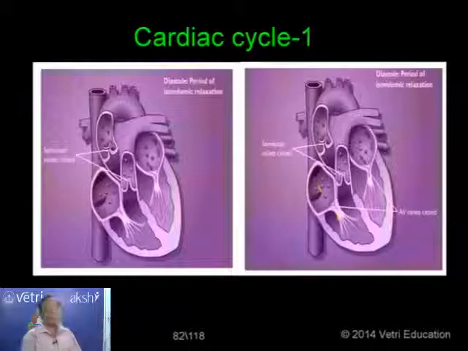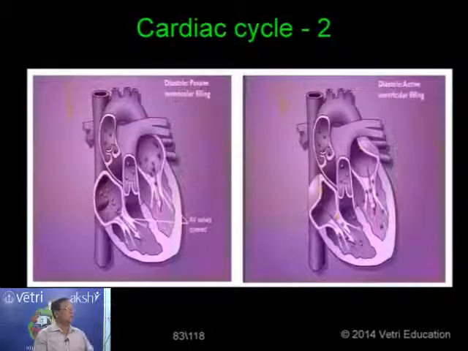Both are having the same picture, except that there is no representation for the atrioventricular valves. Both have the same pictures with only the labelings. You see that all the chambers are in a relaxed state and all the valves are kept open. That is the semilunar valves, the bicuspid and tricuspid valves, all kept open. That is why it is called isovolumic relaxation, or the relaxed state.